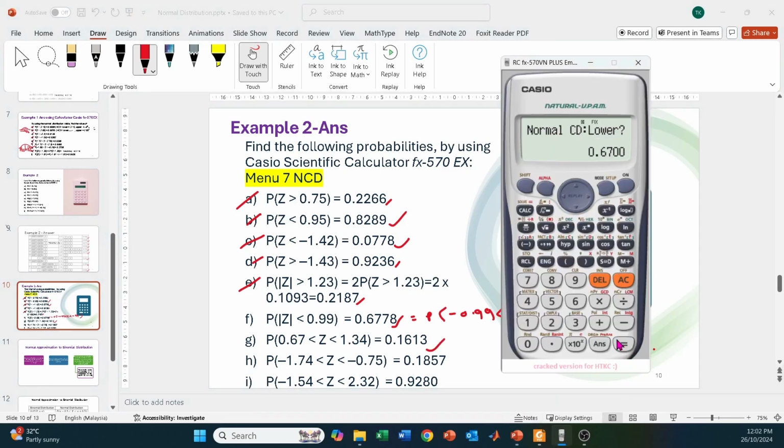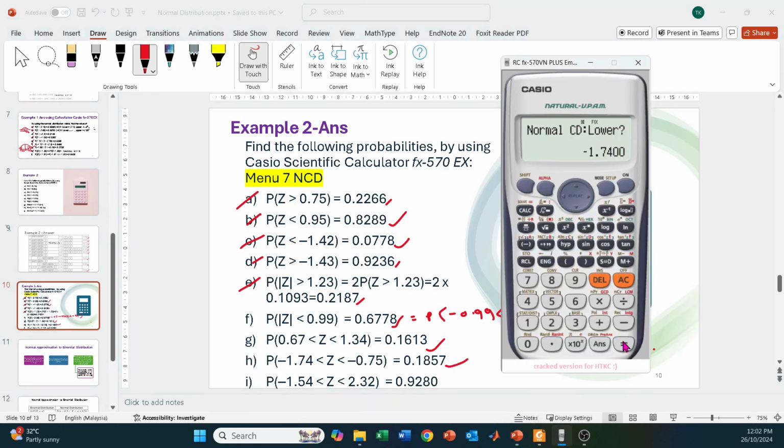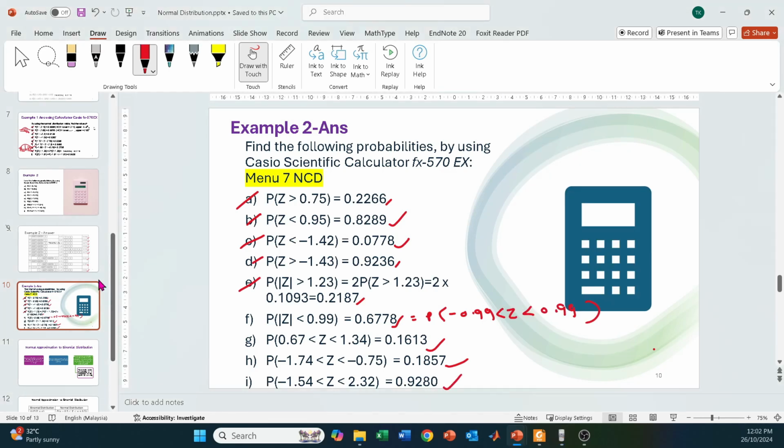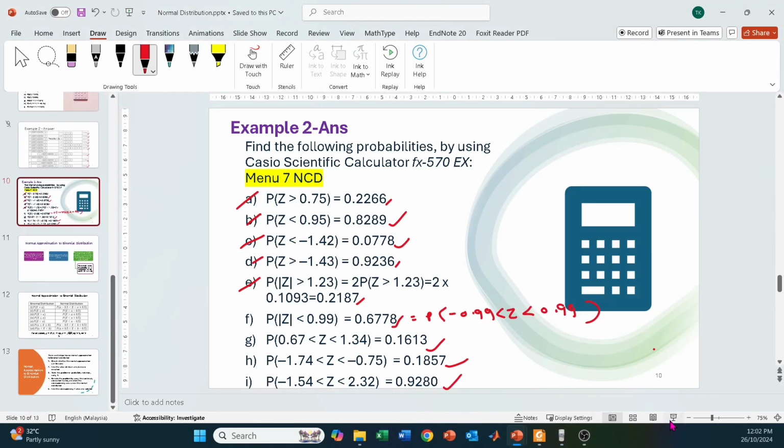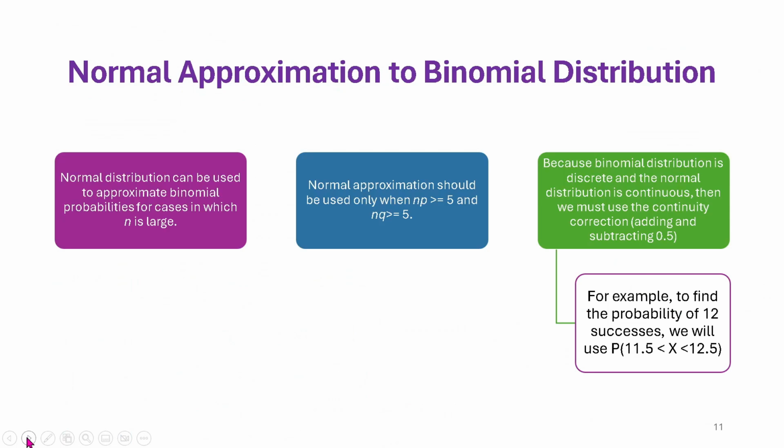Okay, and then H, lower is negative 1.74, upper is negative 0.75. Sigma 1, mu 0, you get 0.1857. The last one, I, lower is negative 1.54, upper is 2.32. Sigma 1, mu 0, 0.9280. So you are very familiar with how to calculate using the scientific calculator.